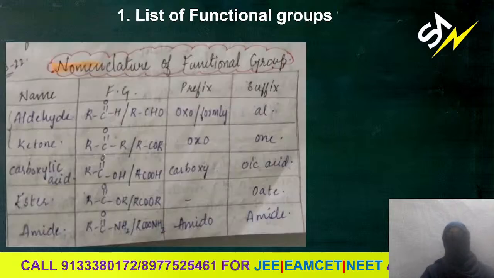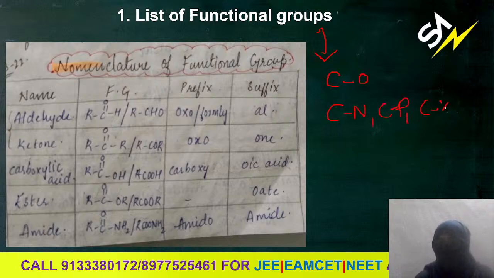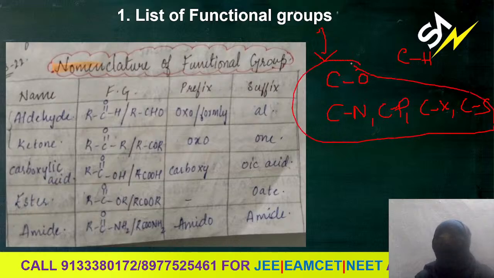Moving on to the first part, which is the list of 15 functional groups. In the previous class I made it clear what a functional group means. A functional group is whenever carbon is attached to atoms other than hydrogen, like oxygen, nitrogen, phosphorus, halogen or sulfur. Apart from hydrogen, if you find these atoms, they are called functional groups. If you find only carbon and hydrogen, you call them hydrocarbon, which we have already discussed in 2 classes.